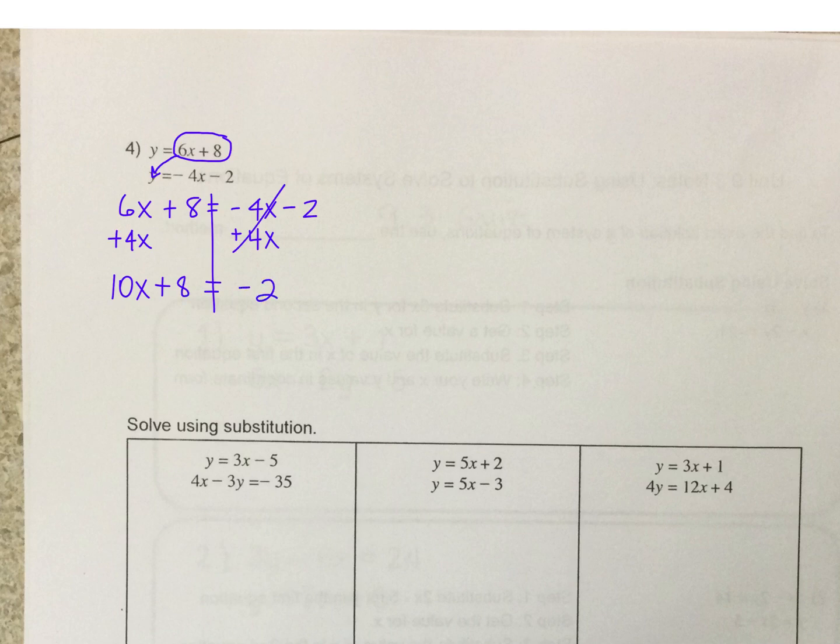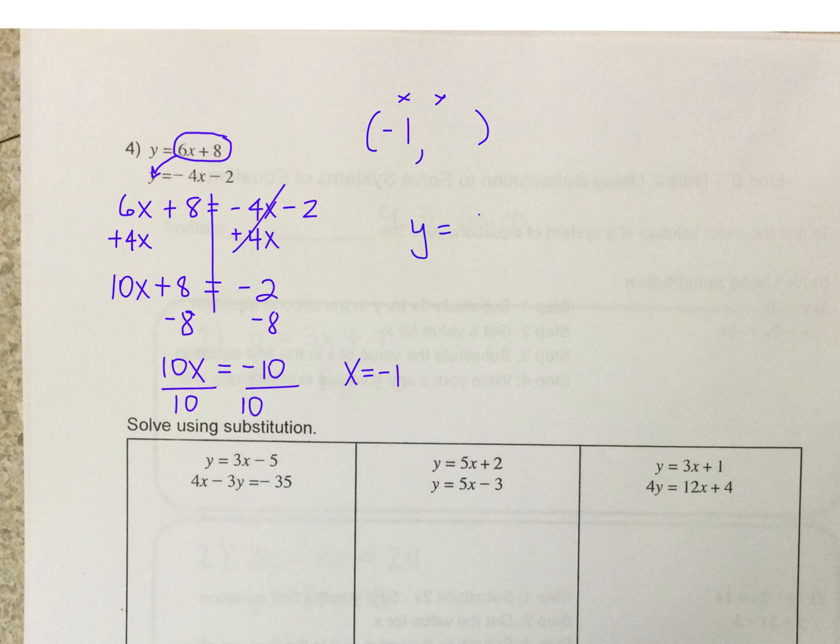Now I'm going to move that 8 by subtraction. So I get 10x equals negative 10. It's easy now. We just divide. And I get x is negative 1. So I know that x is going to be a negative 1, and the x's always come first, then the y's.